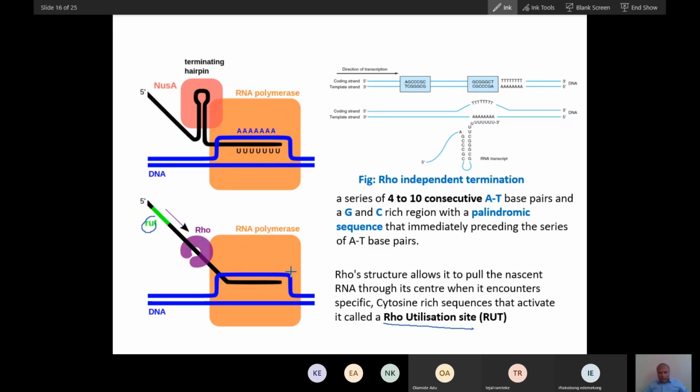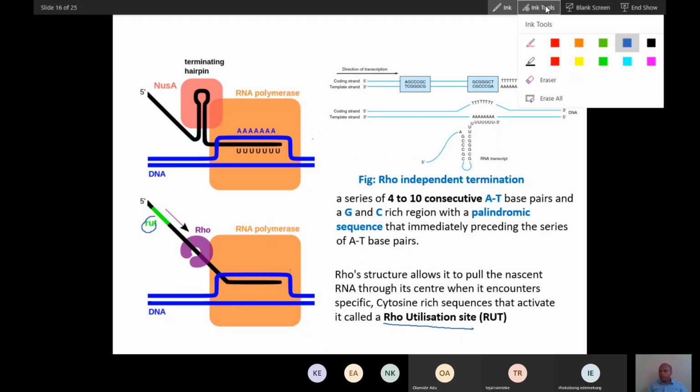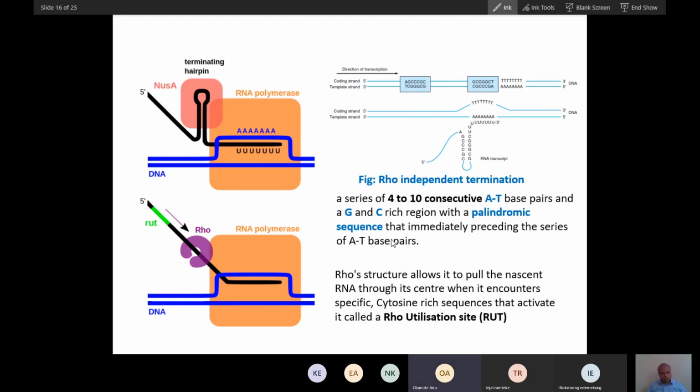And because of the pulling effect on the RNA, RNA synthesis termination will happen. Simple. The protein will pull the RNA. The hairpin and this weak bond will dissociate the RNA from the RNA polymerase and the template. Here, it is because rho will pull the RNA. Did you understand the difference between rho dependent and rho independent termination? Yes, sir. Okay. So remember these two types of termination, rho dependent and rho independent.